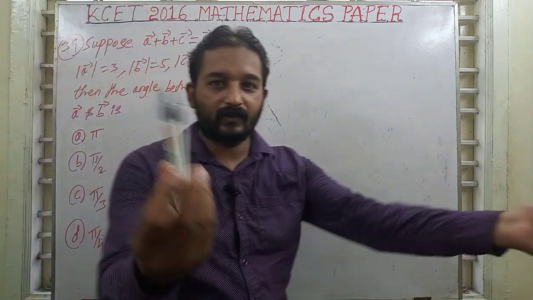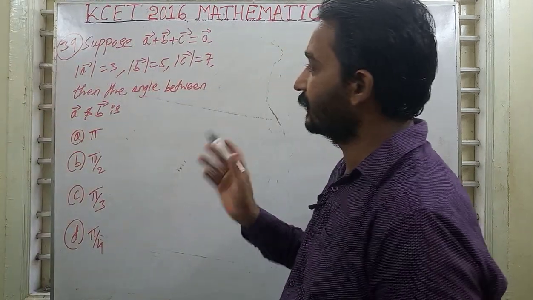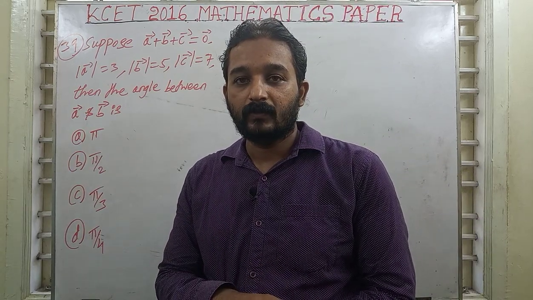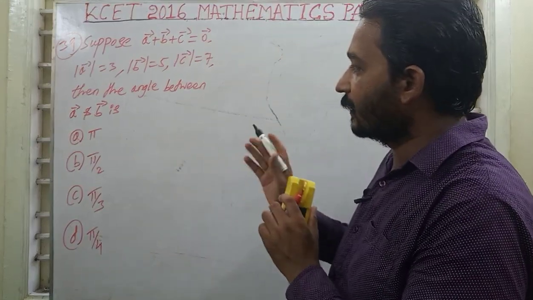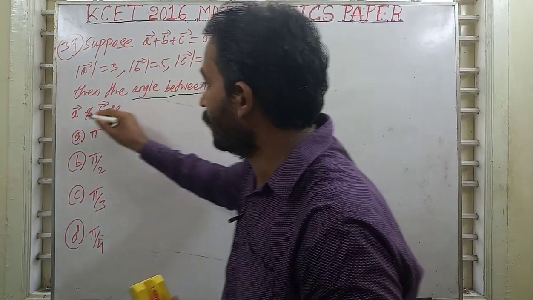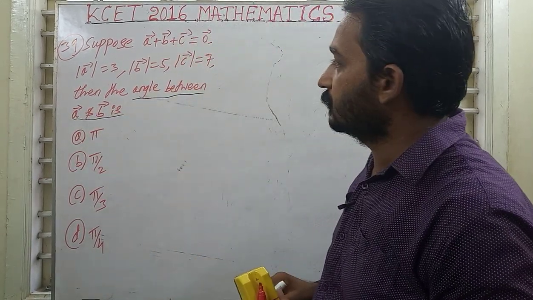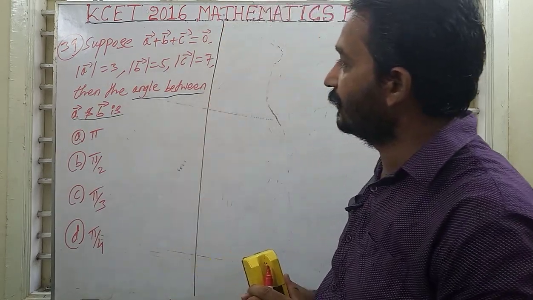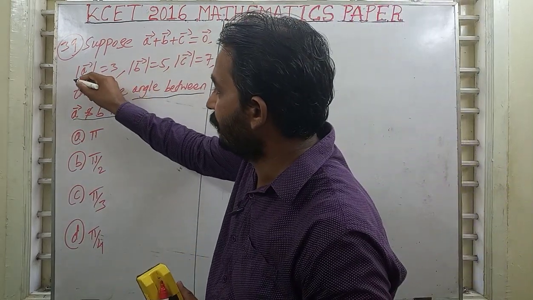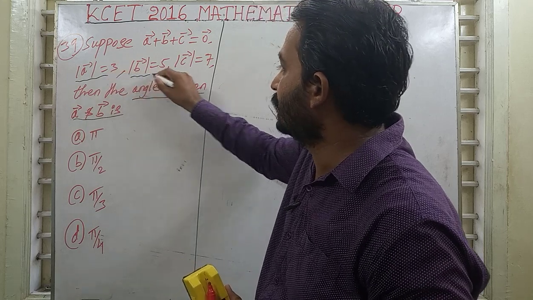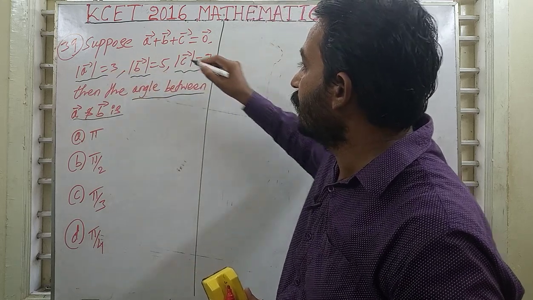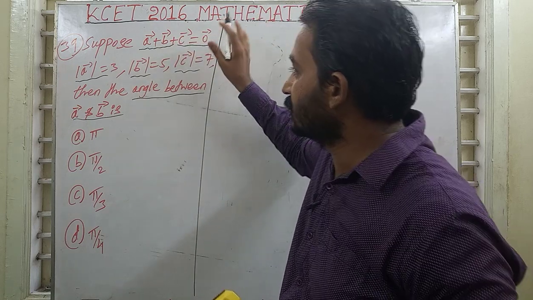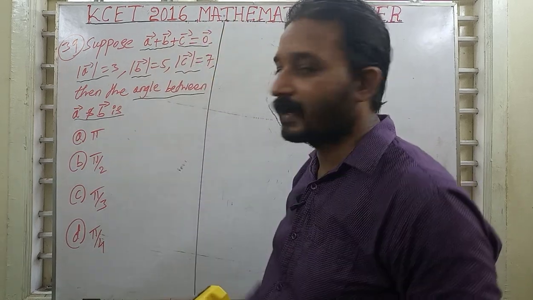So now let us move on to the next question, question number 39. This question is once again based on the chapter vector. Particularly, the angle between the vectors, the angle between A and B. So let us see the question in this case. Write down the given data. The magnitude of A is given, the magnitude of B is given, the magnitude of C is given, and the sum of all three vectors is equal to 0. Using these conditions we have to find the angle between them.